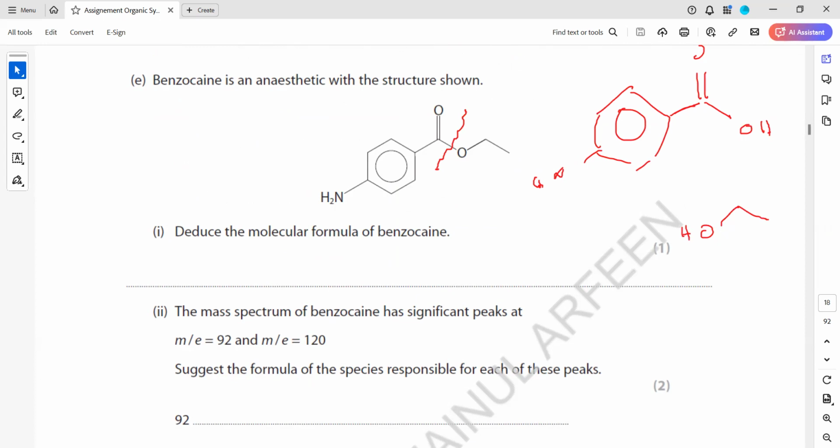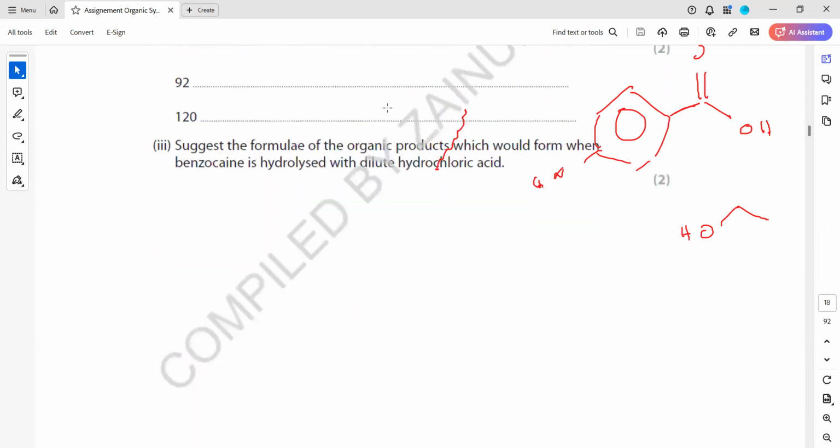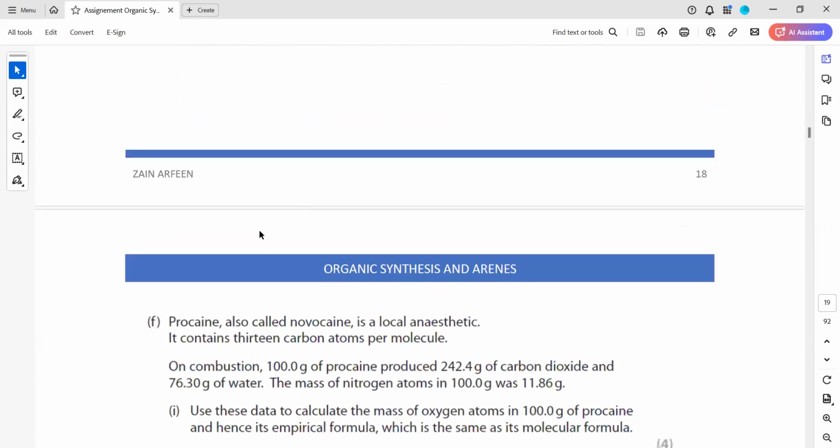But we need a formula, so you can just directly write it, or you can also show the skeletal formula as well, because they did not say specifically which formula. So you can represent it, suggest a formula, but not specifically skeletal or molecular or structural. So any formula is acceptable.